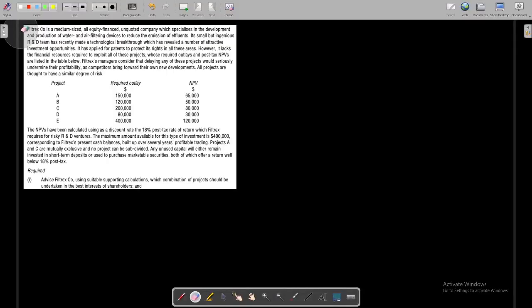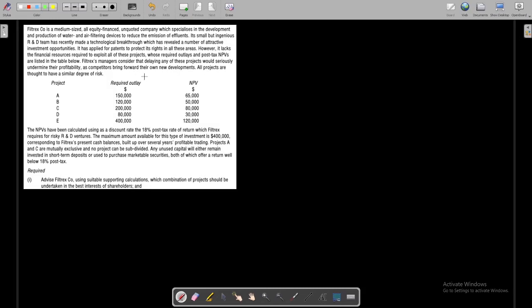Now, having looked at the explanation of divisible and non-divisibility of projects, mutually exclusive, and capital rationing, let's look at this particular question to gain further understanding of what we learned earlier.